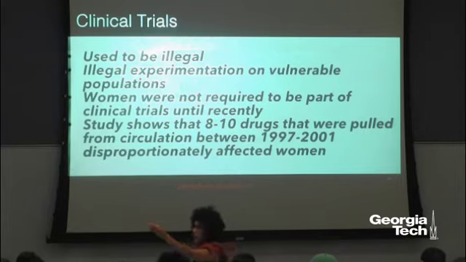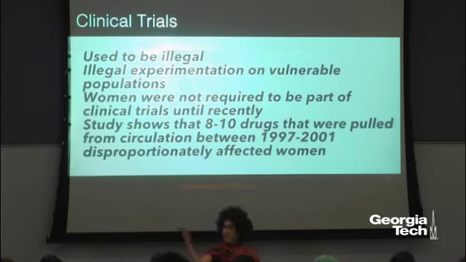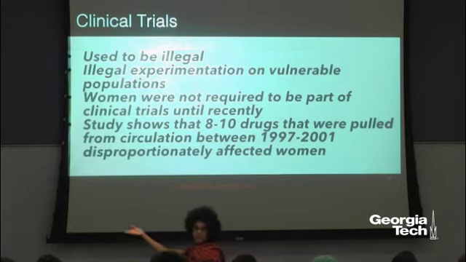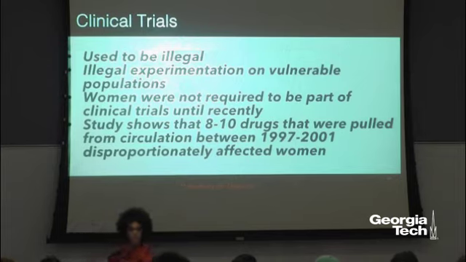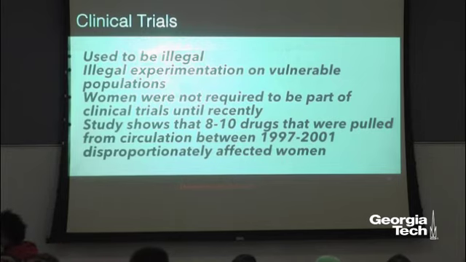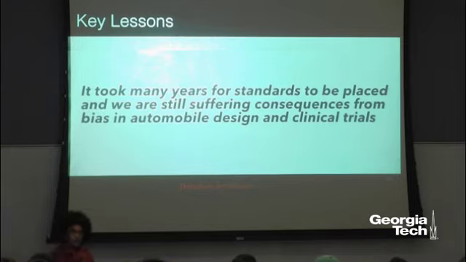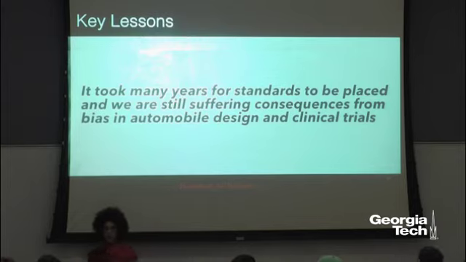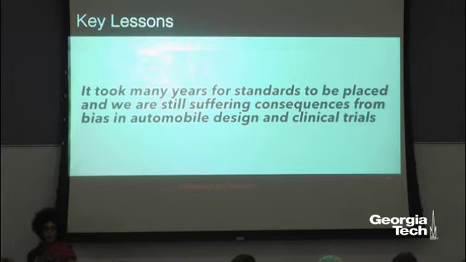Because of this lack of representative data to test drugs on, studies show that 8 out of 10 drugs pulled from circulation between 1997 and 2001 disproportionately affected women negatively. So the whole point is that we should draw parallels from other things that have happened and are happening, and it took many years for standards to be placed, for example to make sure there were representative people in clinical trials and car crash tests, et cetera.